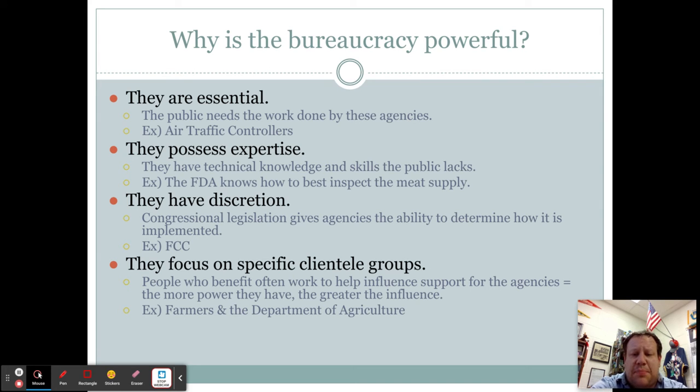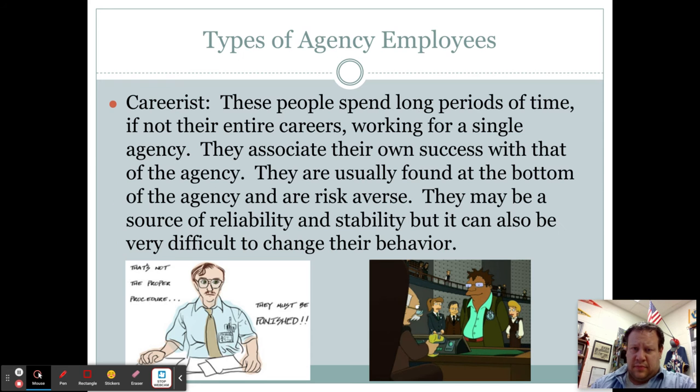They also focus on certain clientele. So, like, certain people who need certain help with things, they'll help them out. For example, farmers and the Department of Agriculture. Agriculture will help farmers with research, with stimulus funds, with whatever it might be they need to help them out. Housing and Urban Development helps cities provide housing for people who are poor, homeless, etc. And they'll focus on certain little pieces of the country and certain clientele.